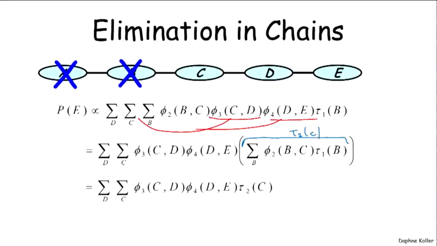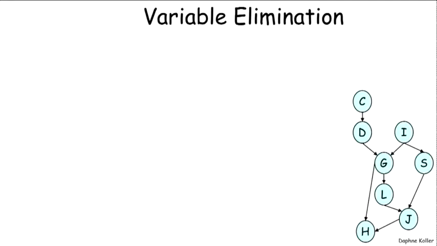And we can similarly continue to eliminate C and D, so that ultimately we'll end up with an expression that involves only the variable E, and that expression is going to be proportional to the marginal probability of E. Now let's do this algorithm in the context of a somewhat more complicated example, which is our enhanced student network that we've played around with before.